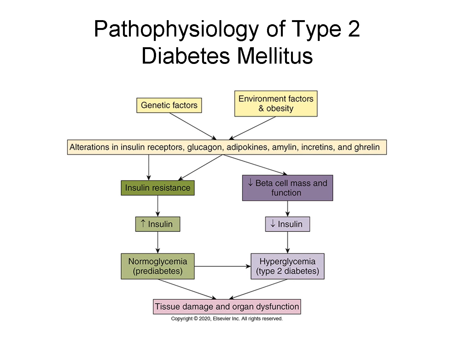This diagram summarizes how genetic and environmental factors contribute to the development of type 2 diabetes mellitus. On the left, insulin resistance results from alterations in insulin receptors and signaling pathways, often driven by obesity and inflammation. This leads to higher insulin levels to maintain normoglycemia, also known as prediabetes. On the right, beta cell dysfunction leads to a progressive decline in insulin secretion. As beta cells fail, insulin production decreases and blood glucose rises, resulting in hyperglycemia. Over time, chronic hyperglycemia causes tissue damage and organ dysfunction, especially in the eyes, kidneys, nerves, and cardiovascular system.